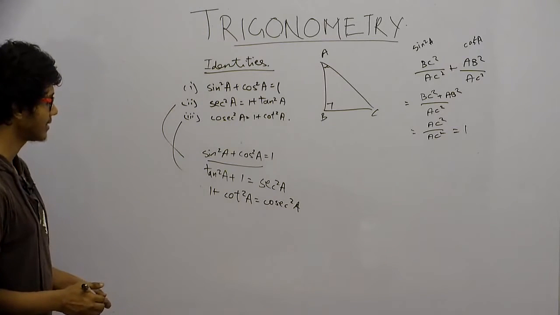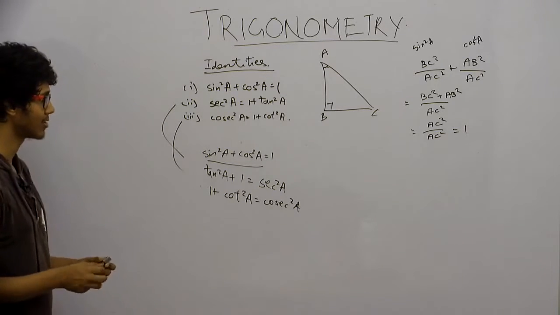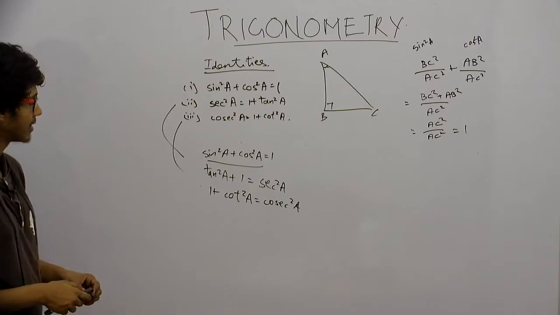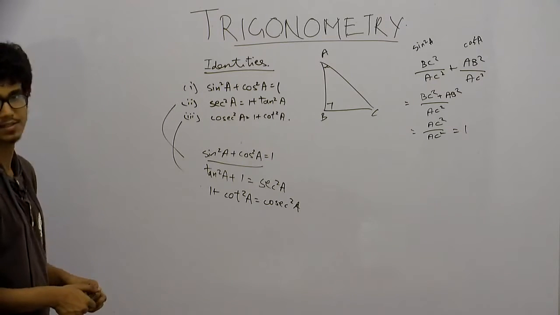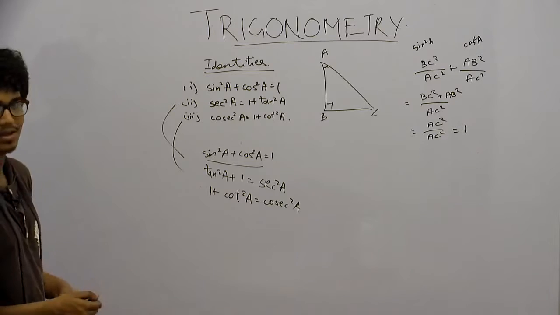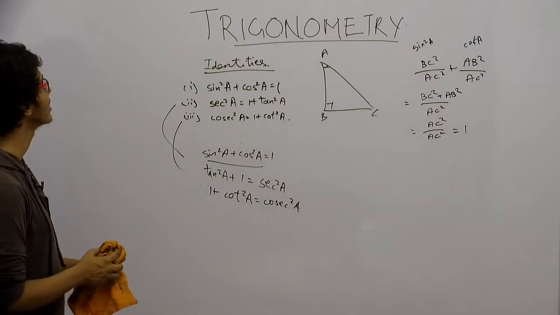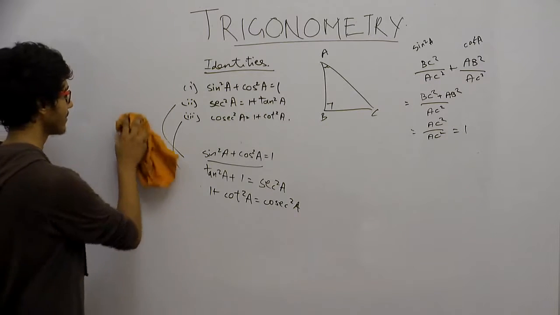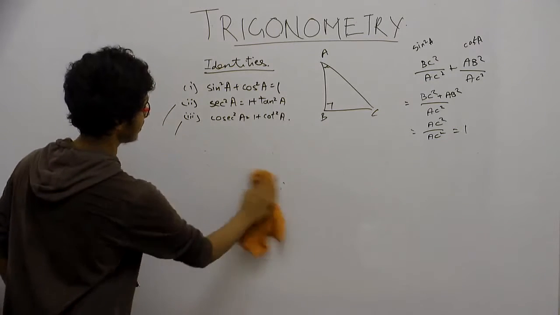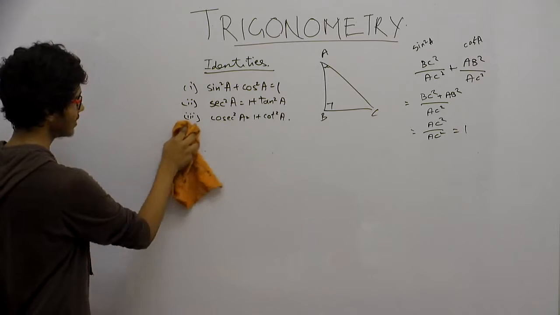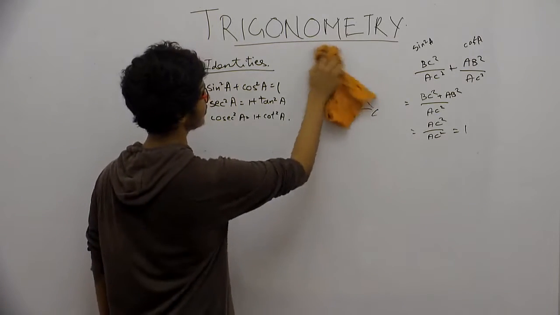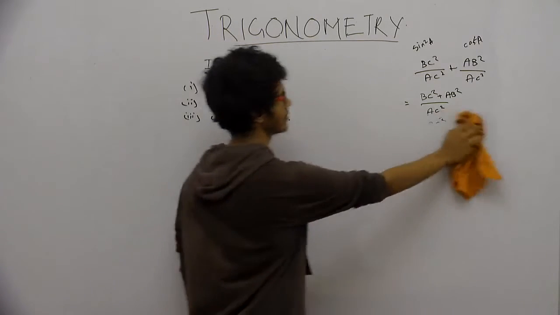These identities come from basic Pythagoras theorem, but they really help us to solve some tricky questions and generally make our life easy in understanding trigonometry. Let's try some examples to understand this better. I will just let these identities stay right here so that you have no trouble referring to them at any point. Okay.